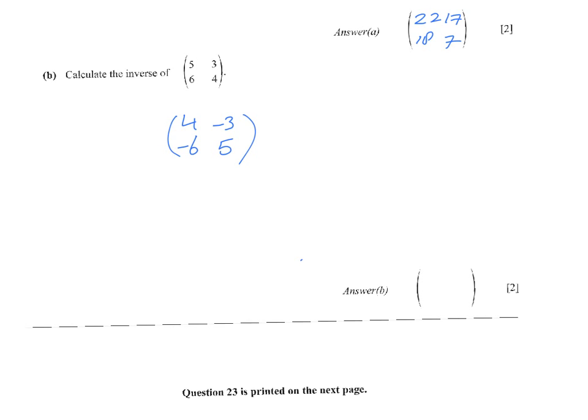However, there needs to be something in front: 1 over the determinant. And what is the determinant again? Now you have to look at the original matrix, not this one. The determinant is AD minus BC. So 5 times 4, which is 20, minus 6 times 3, 18. So my final answer will be a half, 1 over 2, and then 4, 5. They swapped position, and they just get the opposite sign. There we go. So I think it's simple.